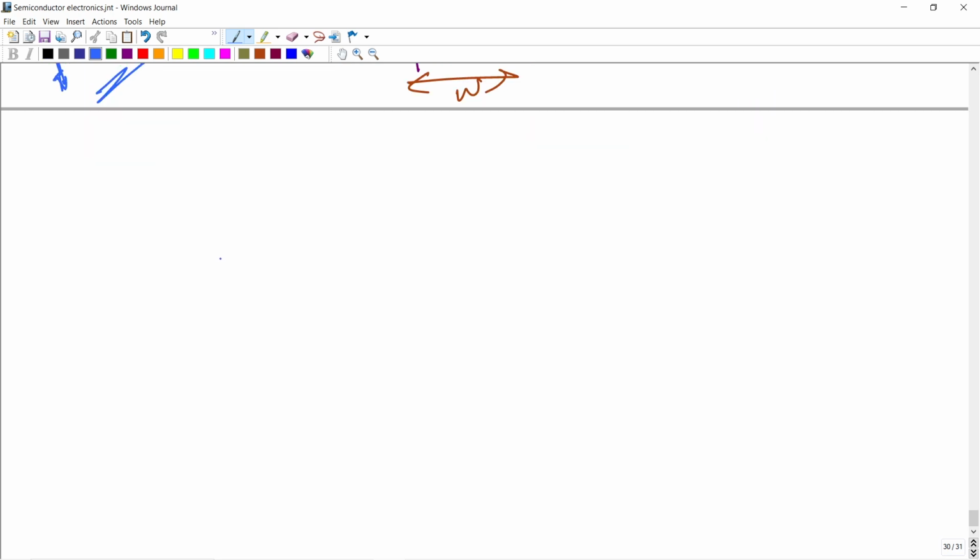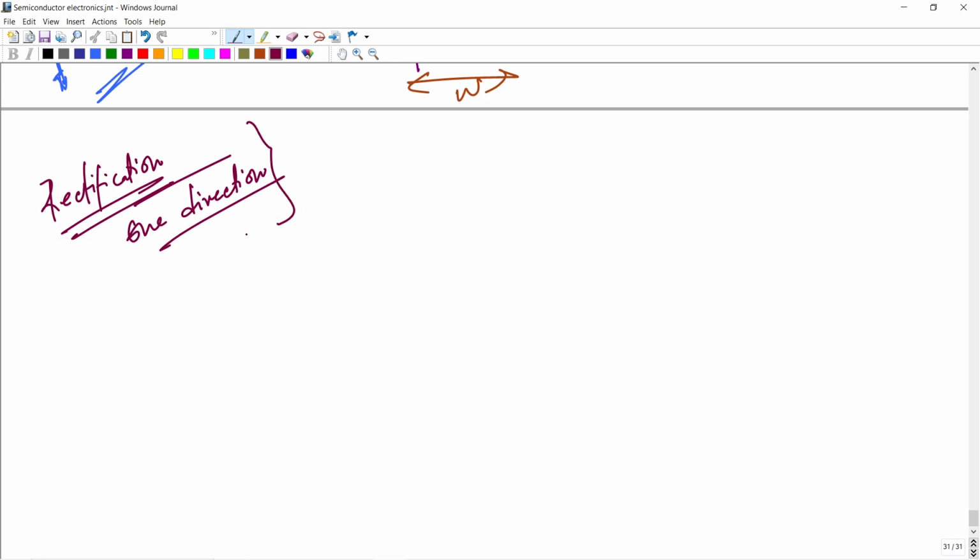Let's discuss rectification for a little time. The diode has a very good rectification property. Rectification means current in one direction, either positive or negative. The diode has only the rectification property.